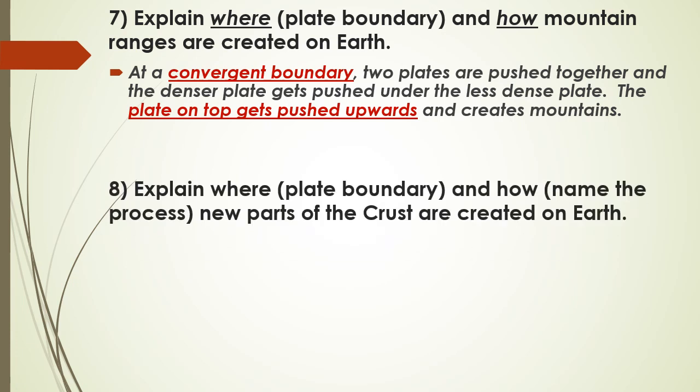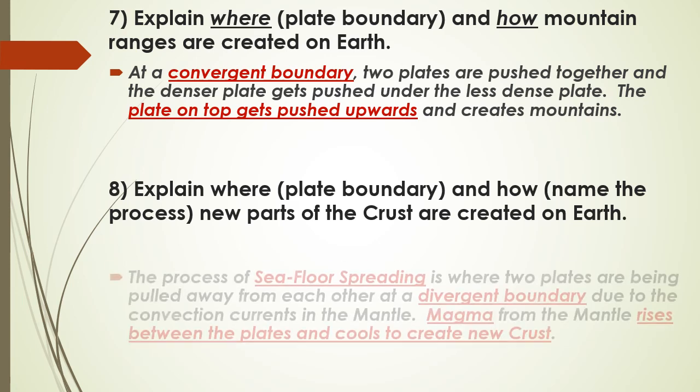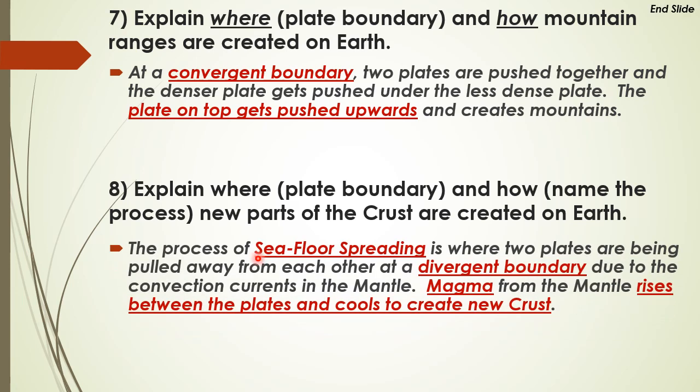Question number 8: explain where, meaning plate boundary, and how, naming the process, new parts of the crust are created on Earth. Okay, so this actually occurs at a divergent boundary. So the seafloor spreading, this is the process. As the seafloor spreads and the plates diverge away from each other, that leaves a gap in between. Within that gap, the magma comes up, and because there's no resistance to that magma, it actually builds a little bit of a ridge.